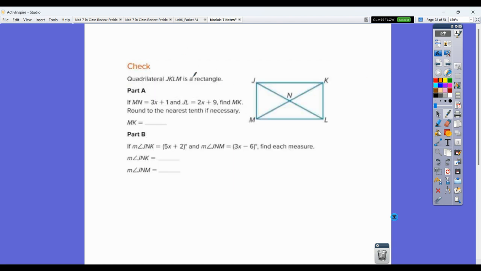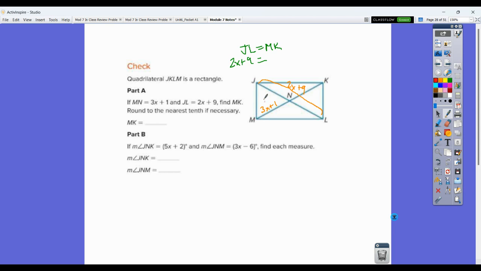Okay, so we also have another rectangle here. That's what they tell us in this one. So we know it's a rectangle. We know lots of things. It says if MN is equal to 3x plus 1, so we have 3x plus 1 here, and JL is equal to 2x plus 9, so that whole thing is 2x plus 9, find MK. So what I know here are 2 things. I know that diagonals are congruent, so I know that JL is equal to MK, and they gave us JL to be 2x plus 9, and that's equal to MK.